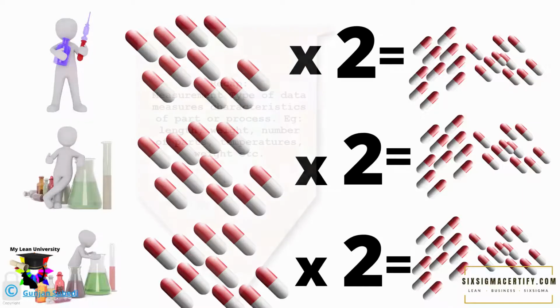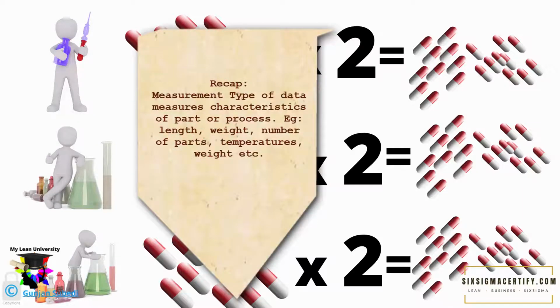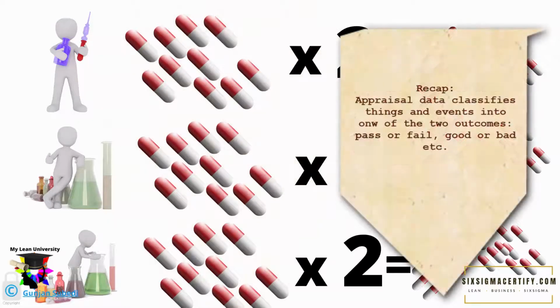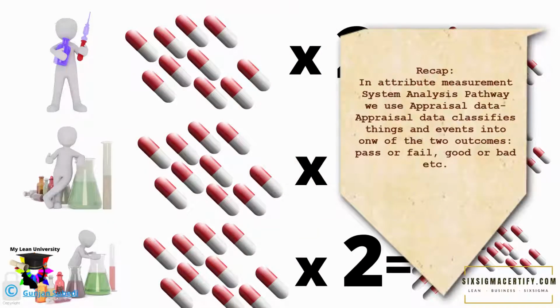Now the measurement type of data measures the characteristics of a part or process such as length, weight or temperature. The data can also include fraction or decimal values. The measurement system analysis we use for the measurement type of data is Gage R and R. The other measurement system analysis pathway is attribute measurement system analysis, which we will be studying later.